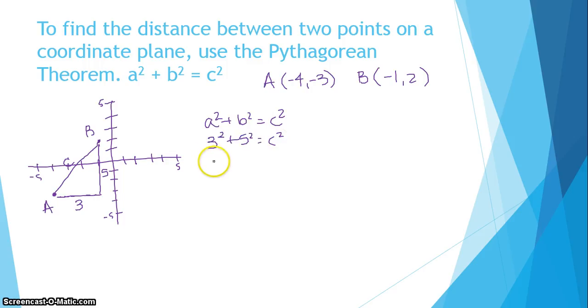So when I do that, 3 squared is 9, 5 squared is 25. 9 plus 25 is 34. When you do the square root, which remember is this button here on your calculator, of 34, you get about 5.8 roughly. So that length there is about 5.8 units long.